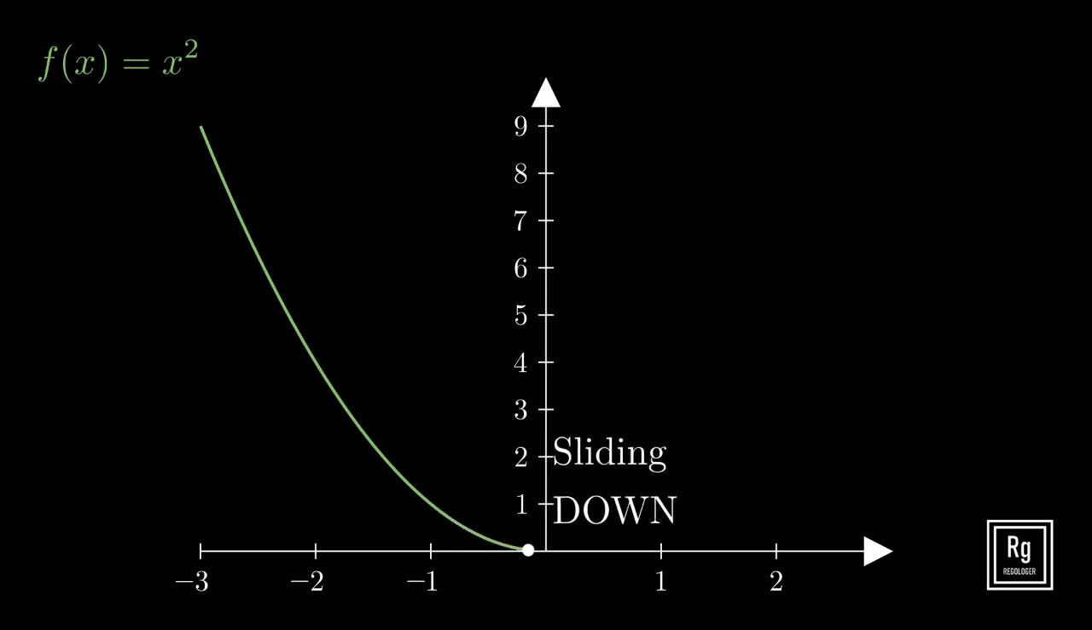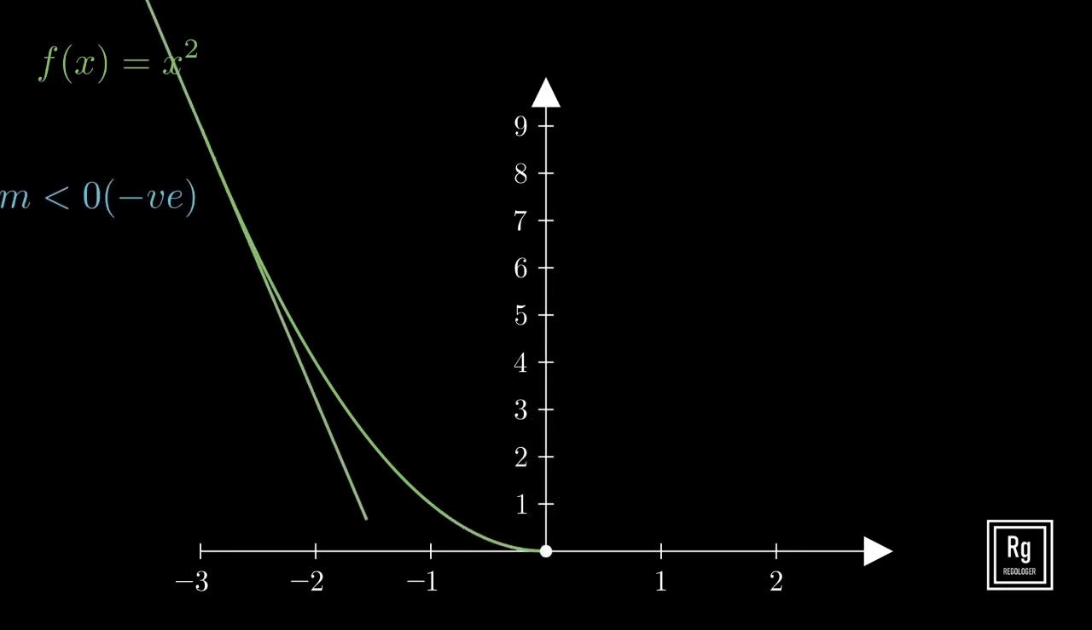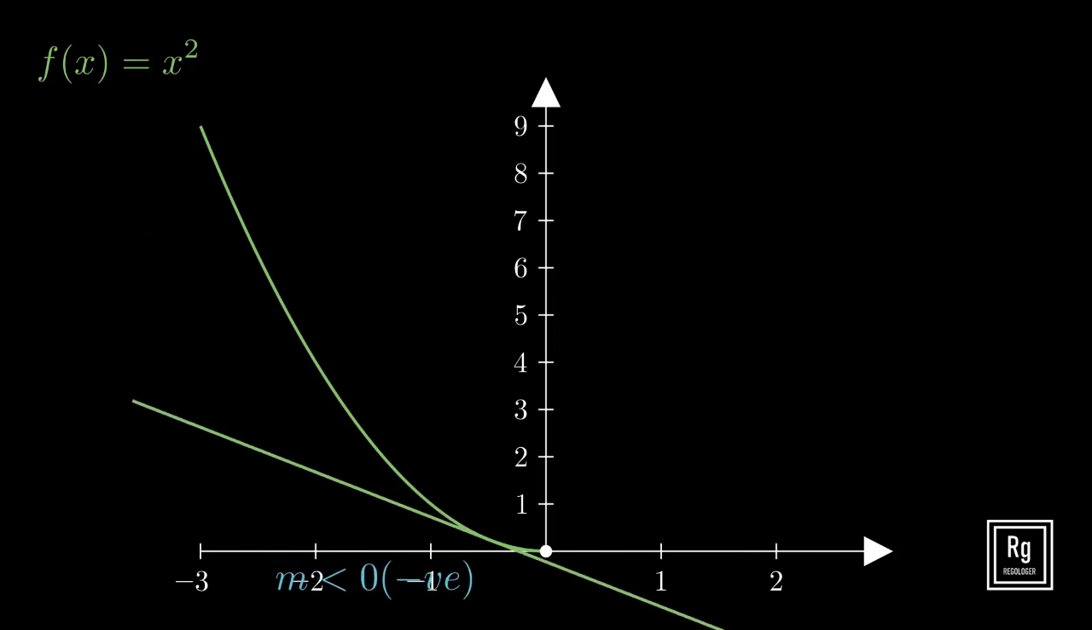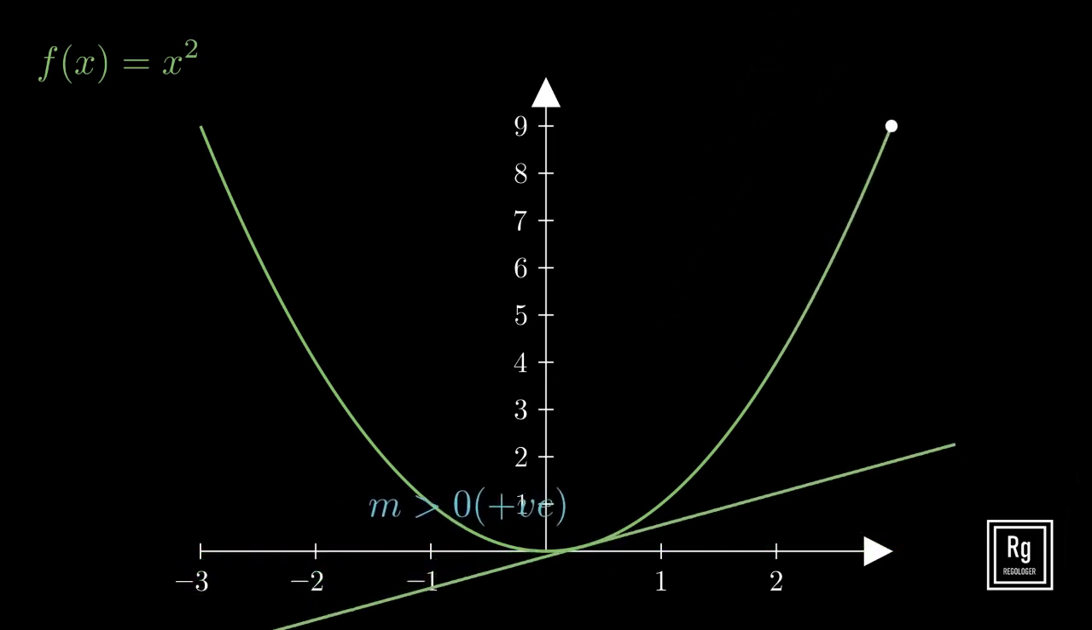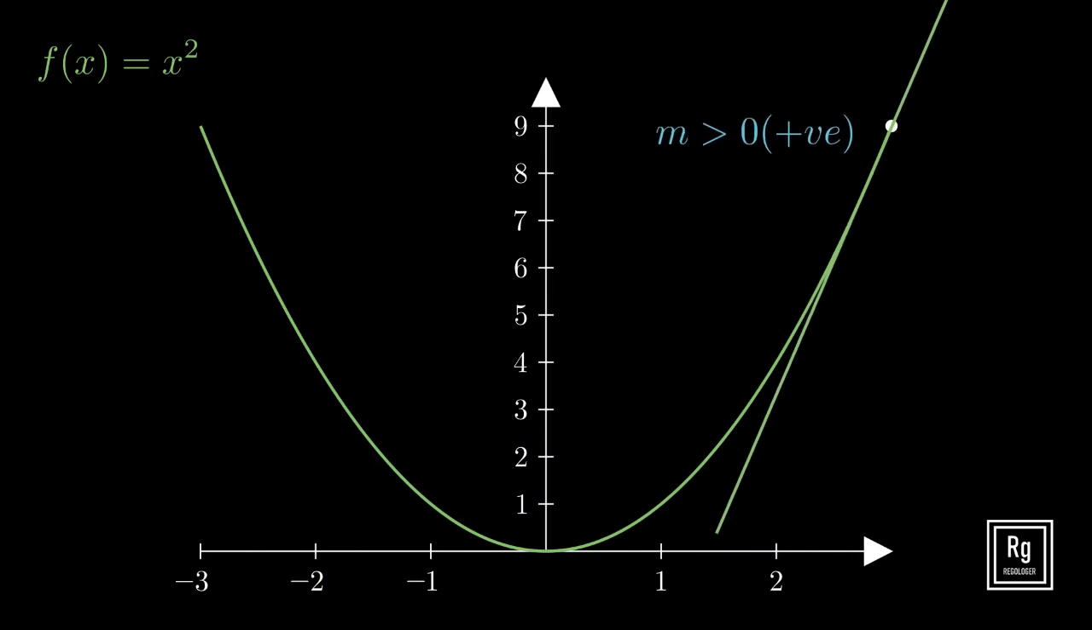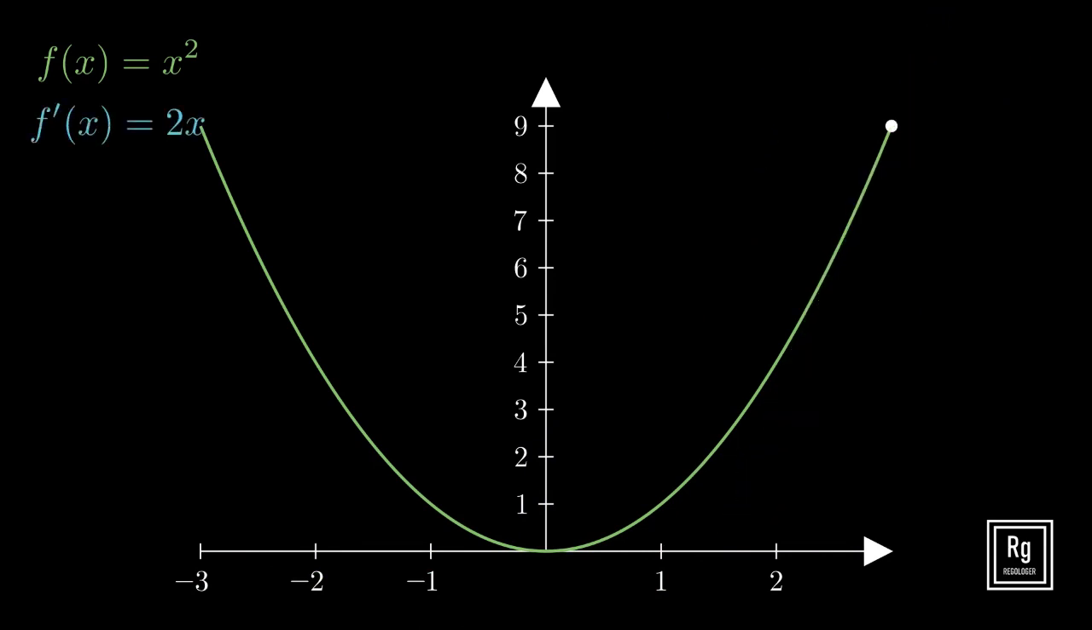As can be seen from the graph, when the curve of the function is sliding down, the slope of the tangent is always negative, and when the curve is rising, the slope of the tangent is always positive. As the function 2 times x is the derivative graph of the original squaring function, and the derivative is negative for all x less than 0, for this domain we know that the function x squared is sliding down without even drawing the curve.